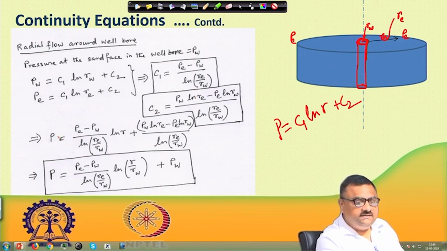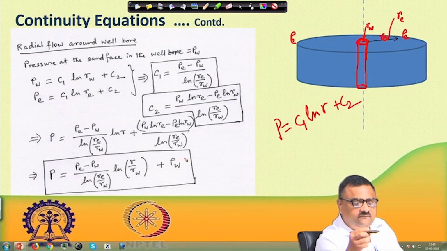So what I get here is P is equal to C 1 ln R plus C 2, and we can simplify this a little bit, because here we have ln of R, and here we have ln of R e by R w. So here we have ln of R, ln of R e and ln of R w. We club this together and we get P is equal to this quantity. This becomes the pressure profile.